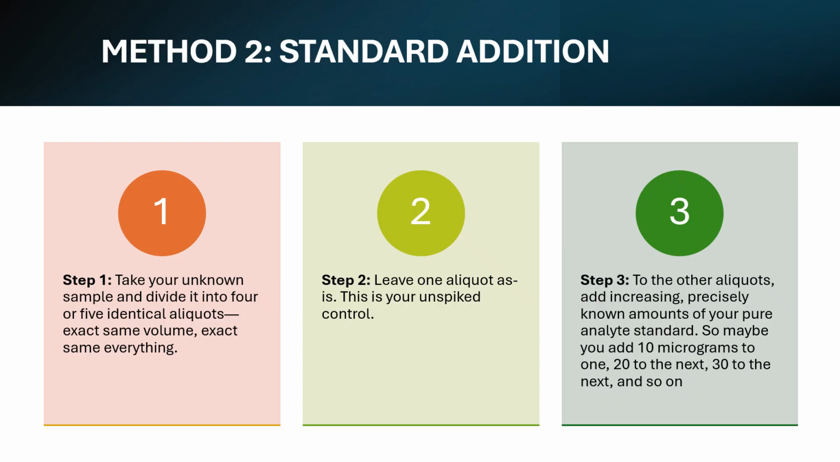So you analyze all these vials and you plot GC response on the y-axis against the concentration you added on the x-axis. You'll get a linear relationship, but here's where the magic happens. You extrapolate that line backwards past the y-axis until it crosses the x-axis. That x-intercept represents the concentration that would theoretically give you zero response. The absolute value of that x-intercept is your original sample concentration.